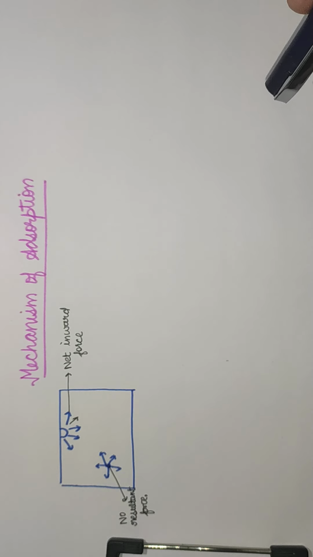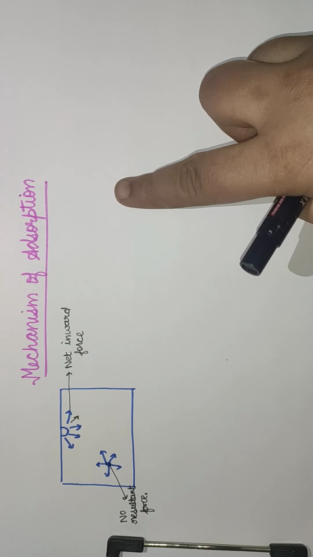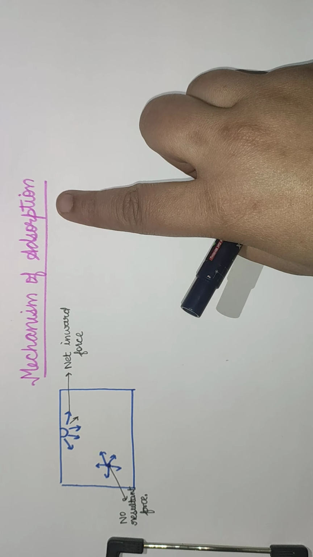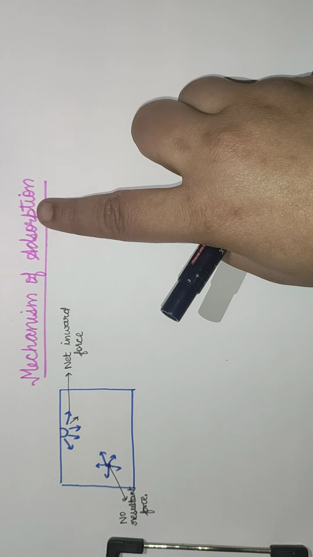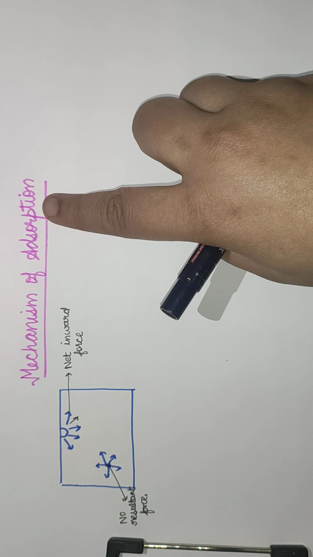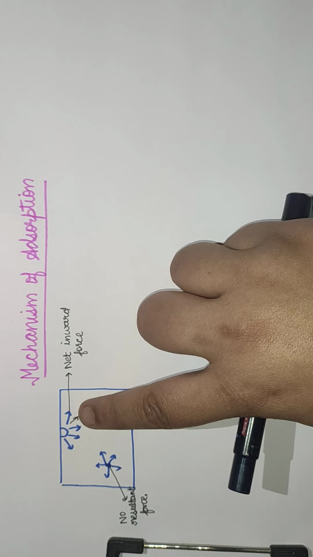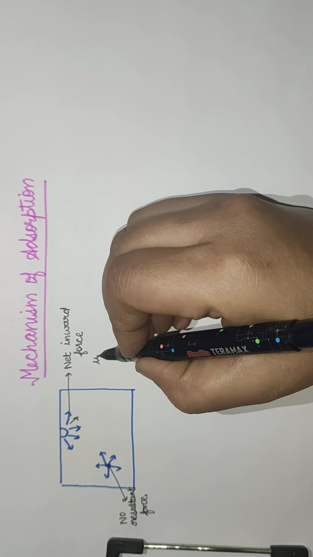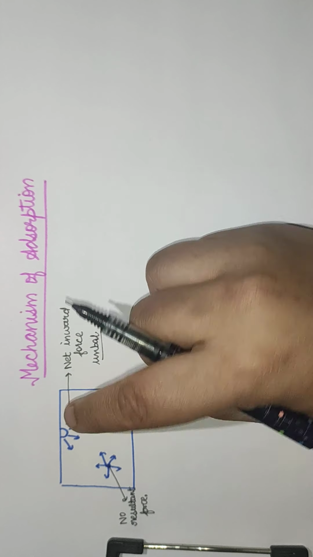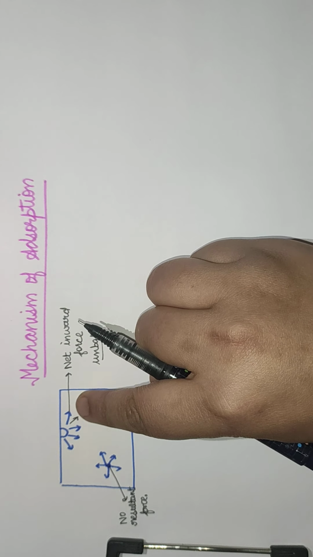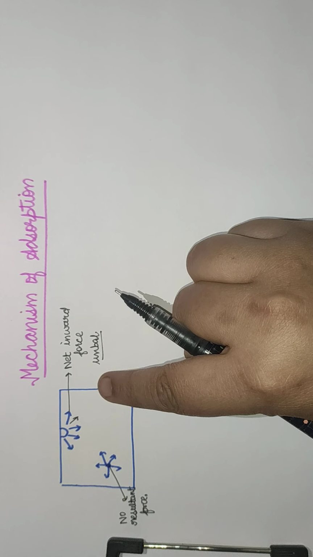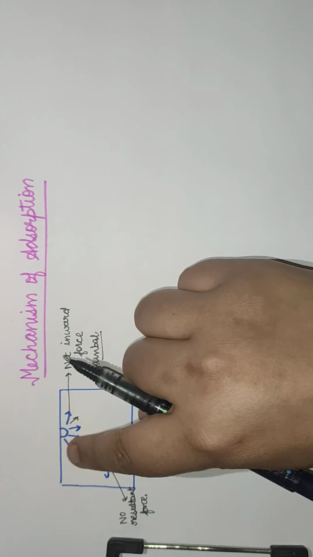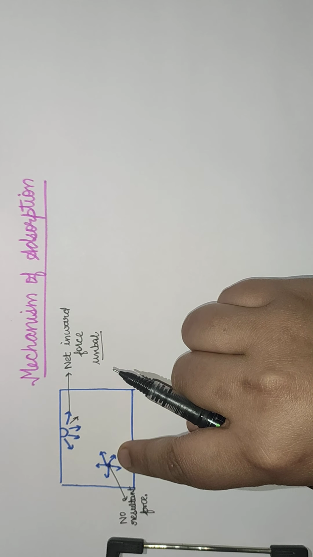Good morning, everyone. We are going to discuss the mechanism of adsorption today. In the mechanism, as we know, adsorption is a surface phenomenon. It arises because of the unbalanced forces on the surface. So these are unbalanced forces acting on the surface of a molecule, of a solid or a liquid, because surface particles of the adsorbent are not in the same environment as the particles inside the bulk.